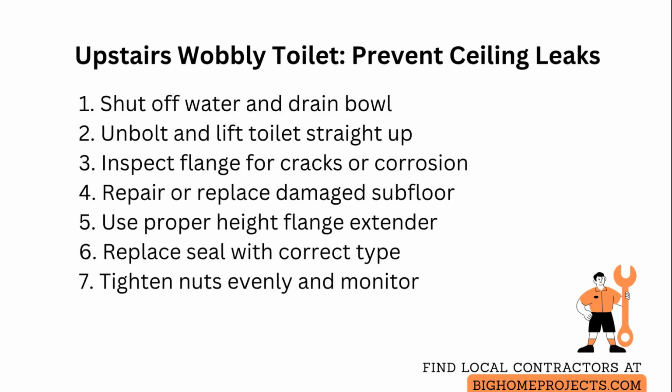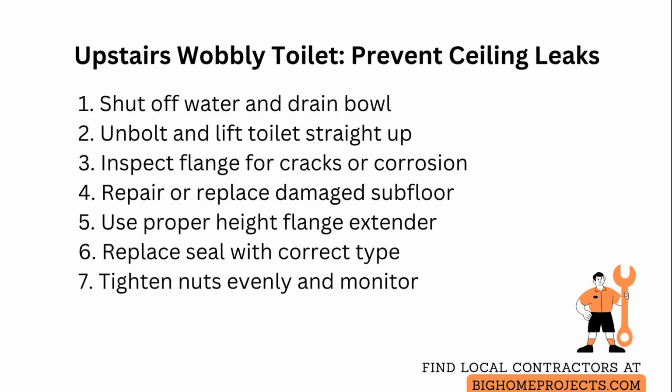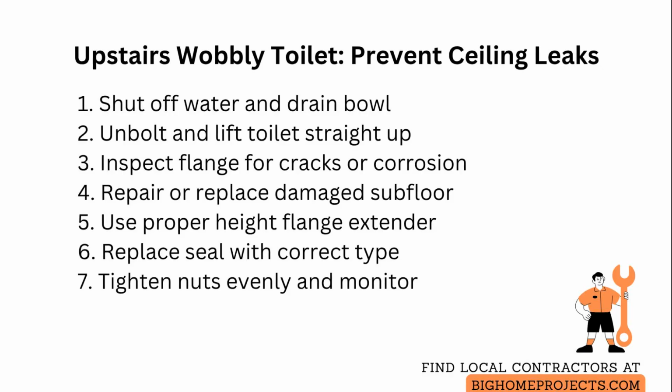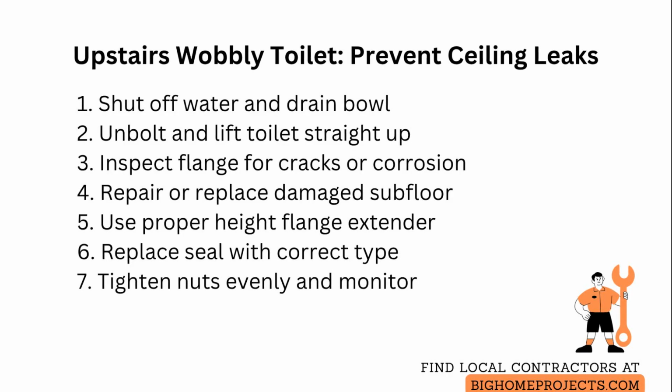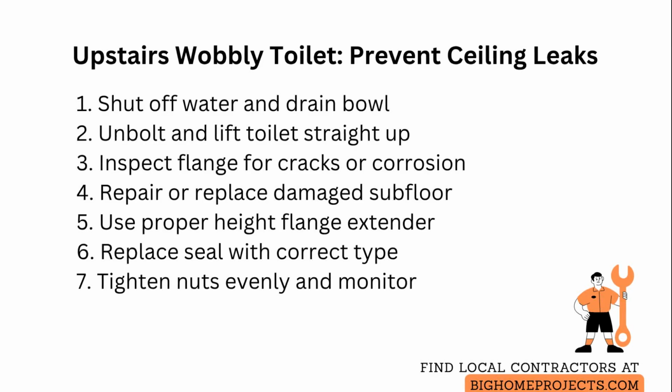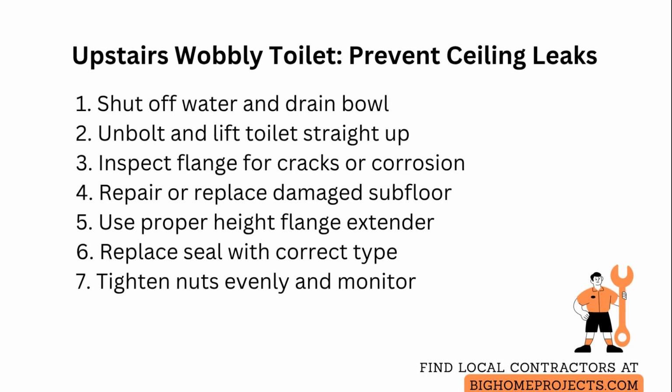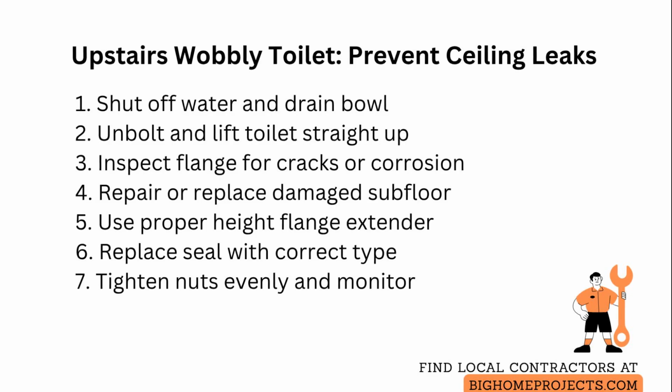If the subfloor has any give, cut out the damaged section, fit a new plywood repair patch or sister joist, and fasten it to solid framing before reinstalling the toilet. Replace the old sealing material with a new ring style suited to your flange geometry, or use a wax-free seal if you prefer easier future removal, and set the bowl straight down, tightening the mounting nuts evenly to prevent rocking.